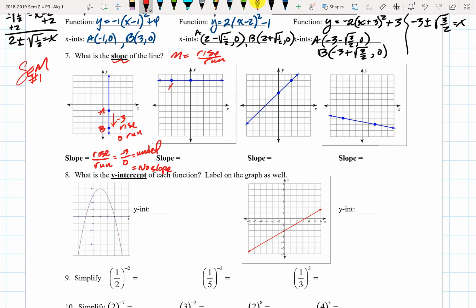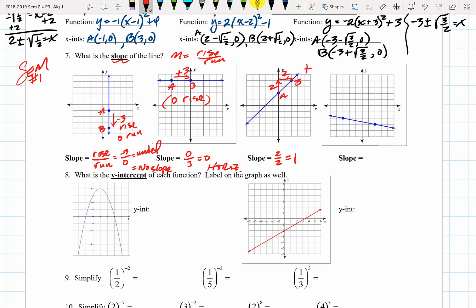Next one, from A to B, you go right 3, there's a run, and 0 rise. So it's going to be 0 divided by 3, which is 0. It's horizontal. Horizontal lines always have a slope of 0. On this one, from A to B, you go up 2, right 2. So 2 divided by 2 is 1.